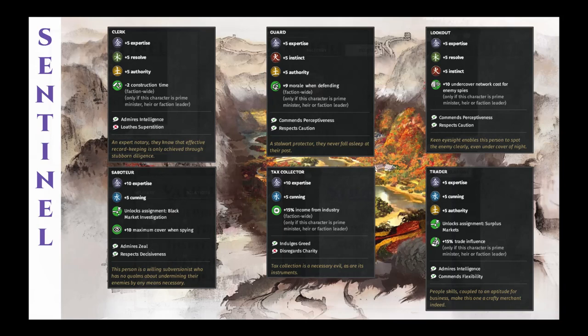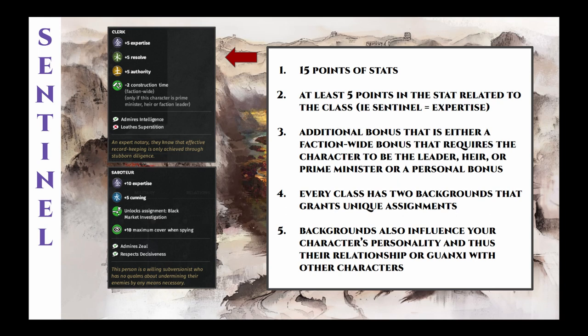To start, we'll look at the Sentinel class, where we'll find the backgrounds of Clerk, Guard, Lookout, Saboteur, Tax Collector, and Traitor. A few things to note before we look at each one individually is that all these backgrounds provide 15 points of stat. And depending on the class the background belongs to, they will always provide at least 5 points of stats related to the class.